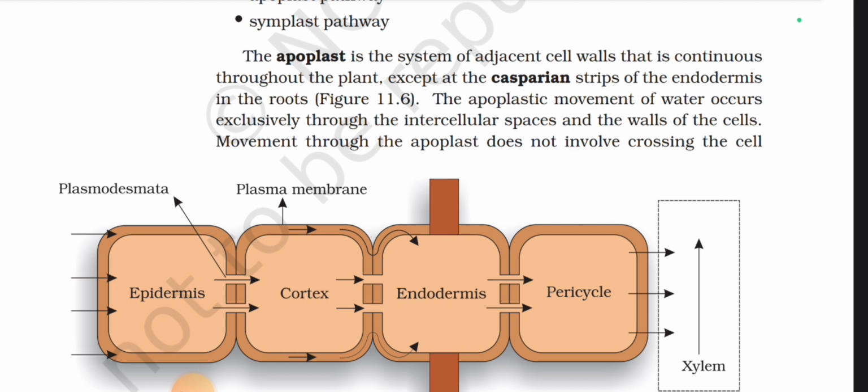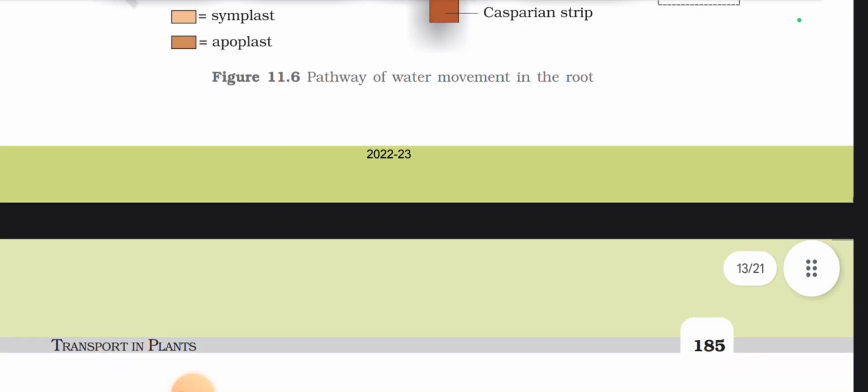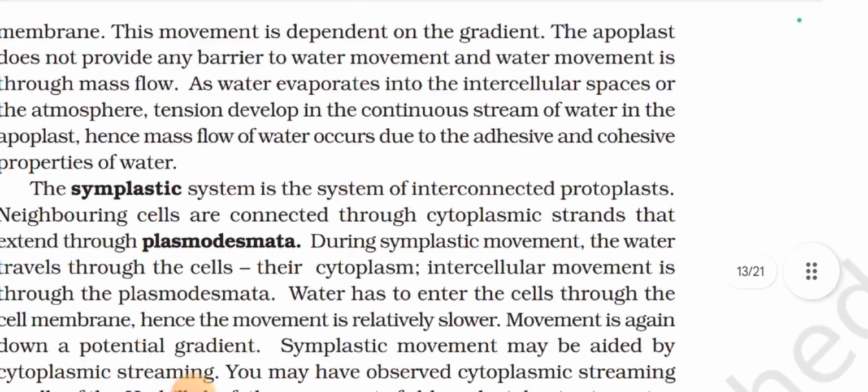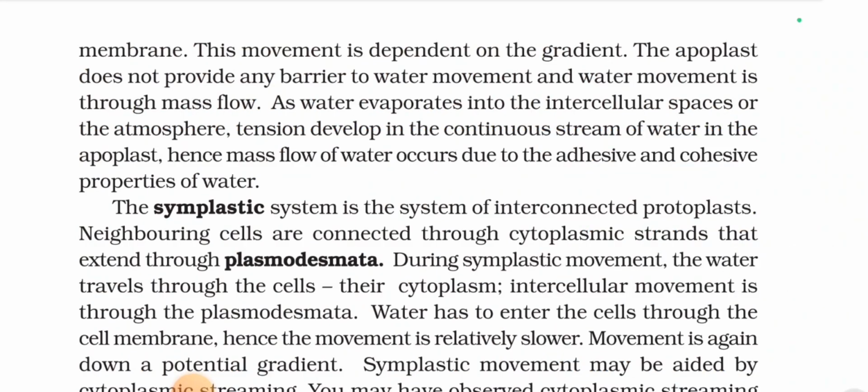मूवमेंट थ्रू द एपोप्लास्ट does not involve crossing the cell membrane. The movement depends on the gradient. The apoplast does not provide any barrier to water movement and water movement is through mass flow. ये याद रखना है कि कौन है वो, एपोप्लास्ट. एपोप्लास्ट जो है बाहर वाला वो एक भी बैरियर प्रोवाइड नहीं कर रहा है. And water movement is through mass flow.